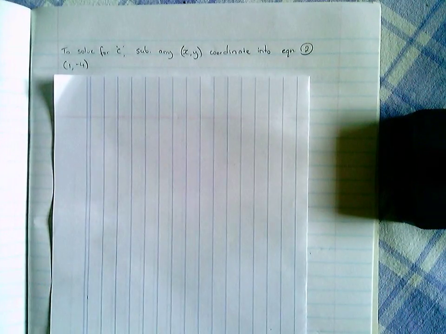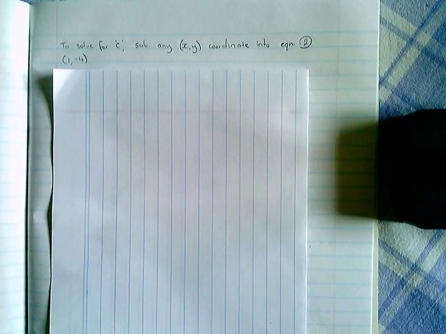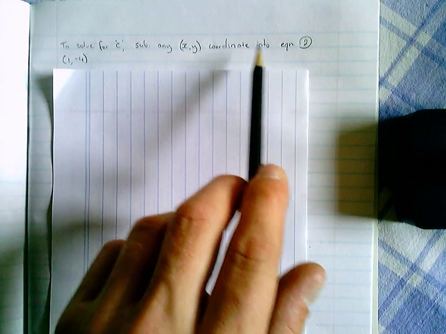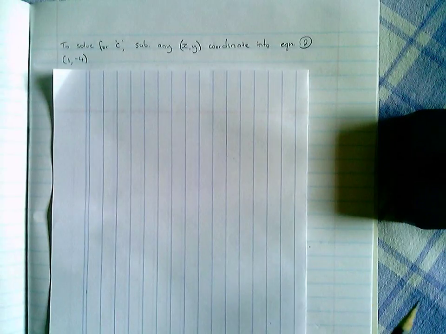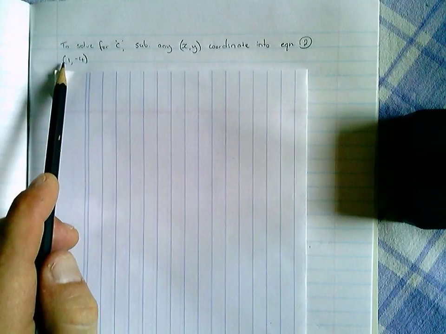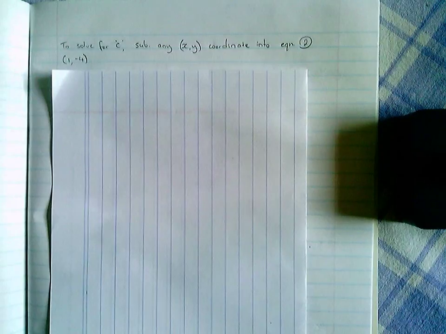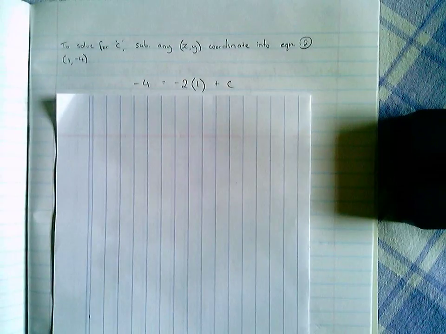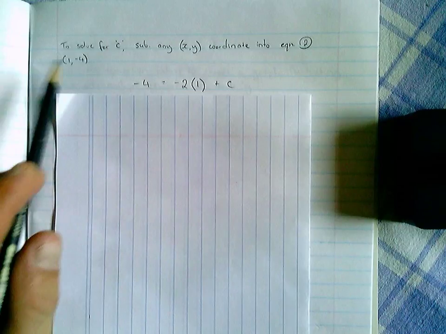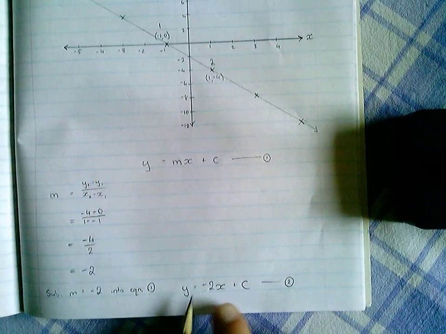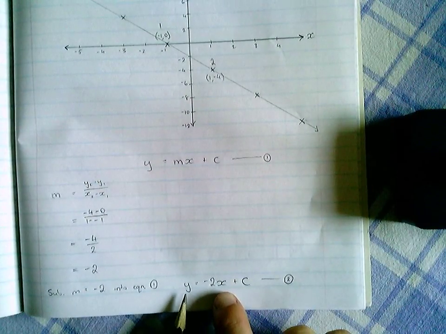Now we have to find the y-intercept, which is our c value. So what I've said is, to solve for c, substitute any xy coordinate into equation 2. Now the coordinate which I've chosen is this one, and that was just one that I pulled straight out of the graph. When I do that substitution, so when I substitute these 2 values into equation 2, which is on the previous page, I'll quickly go back and show you where equation 2 was if you've forgotten. So I'm substituting xy here to give me this.